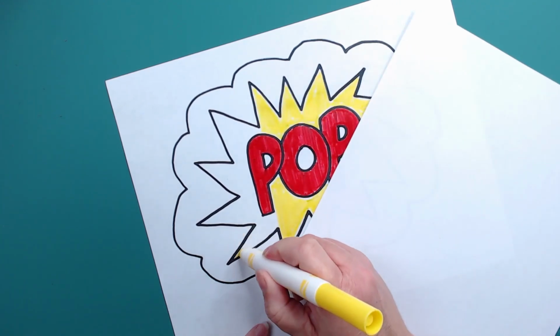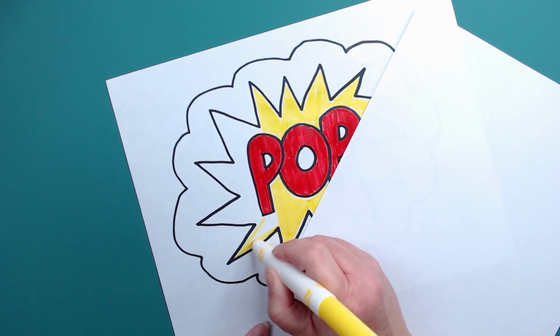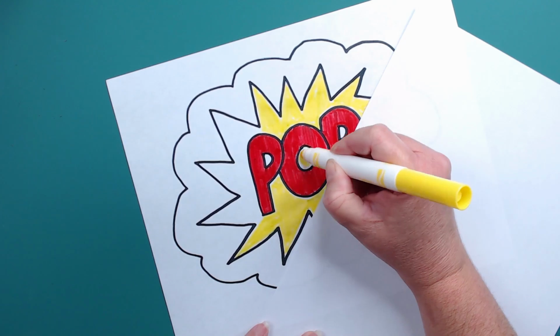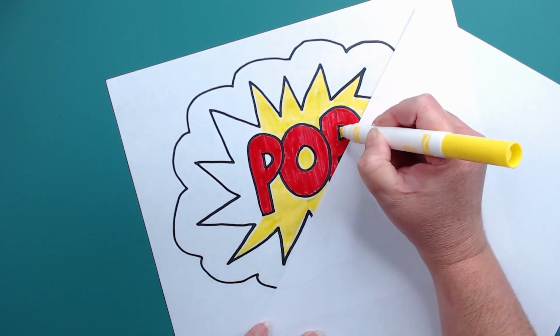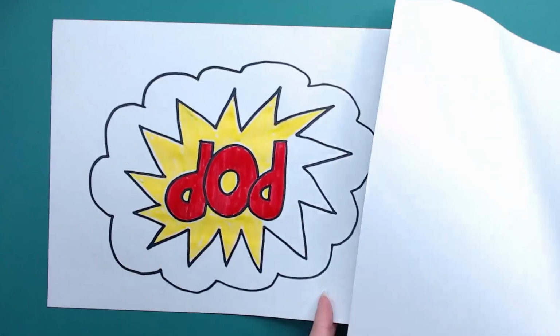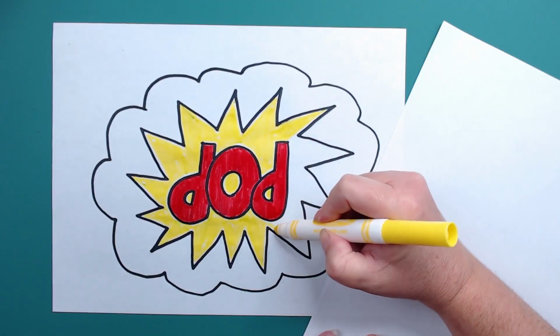And one thing you can do, if you are coloring over an area and you don't want the marker to get all over your hand, is put a piece of scrap paper down, so that way you're resting your hand on the clean piece of paper as you color. And you can always turn your work as well.